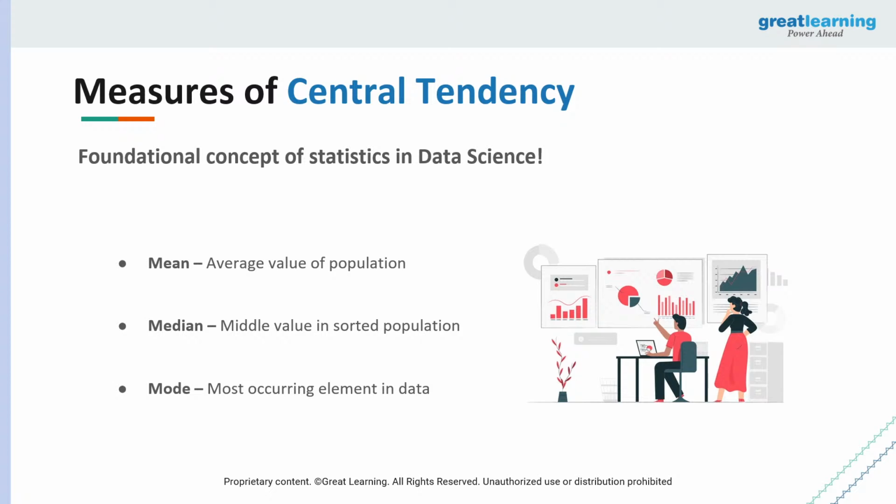And when you look at the median, it is actually the middle value. Now if you have 1 to 10 sorted out, it has to be a sorted population. If you're looking at numbers, either you can arrange them in ascending order or in descending order. And once you have arranged this, pick up the middle element. That's going to be your median.